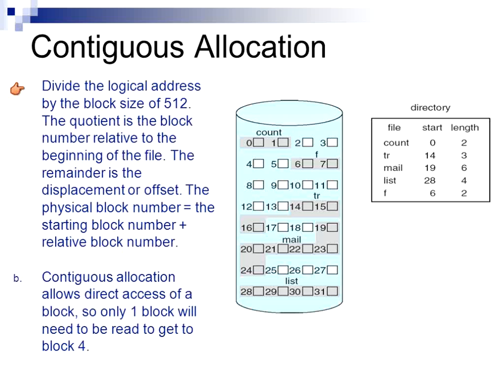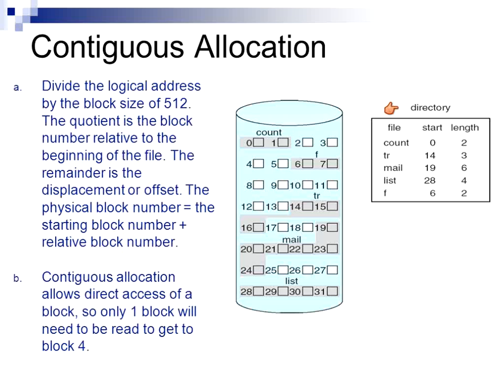So what we're looking at here is the remainder being the displacement or the offset, and then the physical block number is equal to the starting block number plus the relative block number. So in the directory here, you can see there's a starting block number. So you would calculate the relative block number, add it to the starting block number, and that would give you the block on disk. And so with contiguous allocation, you can get direct access of a block because you just look it up in the directory.